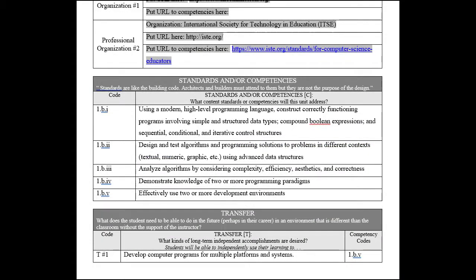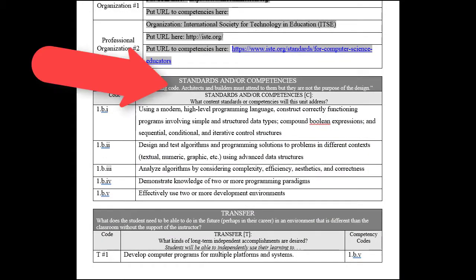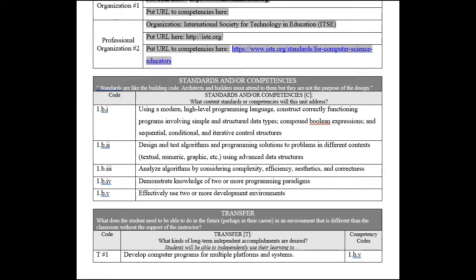These professional organizations develop standards or competencies, the individual things that students need to know based on their research and their domain, and then we use these to inform the rest of our instructional design. In this example here, I have 5 competencies listed. Notice each has a code, and we'll cite that code in the rest of the document.